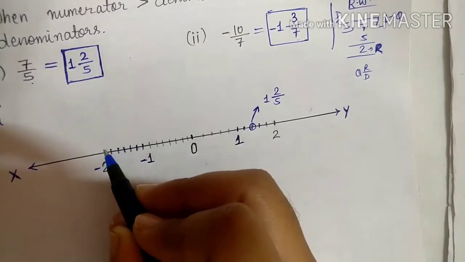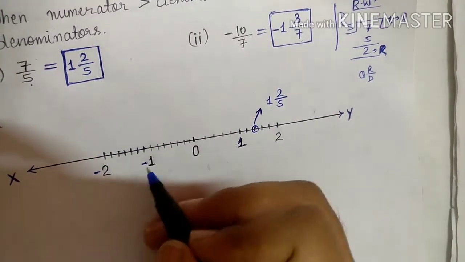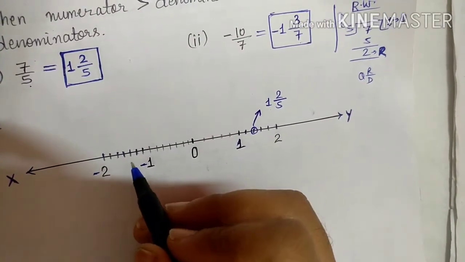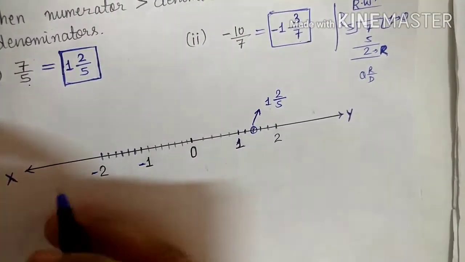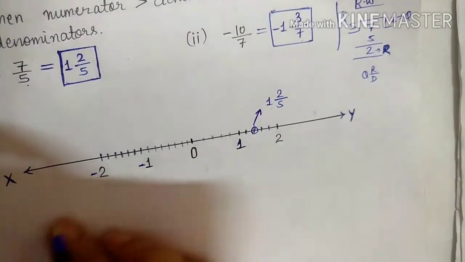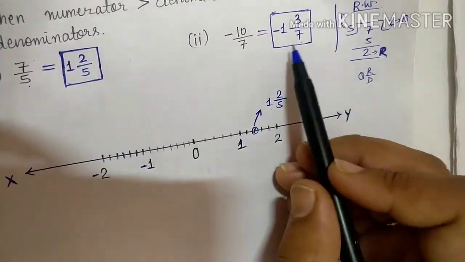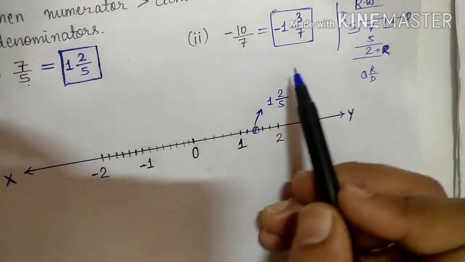On 7, 2 will come. Here I have already divided, so you have to divide with the pencil. When you are representing this one, use pencil to draw this line. Now we have divided into 7 equal parts according to the denominator.